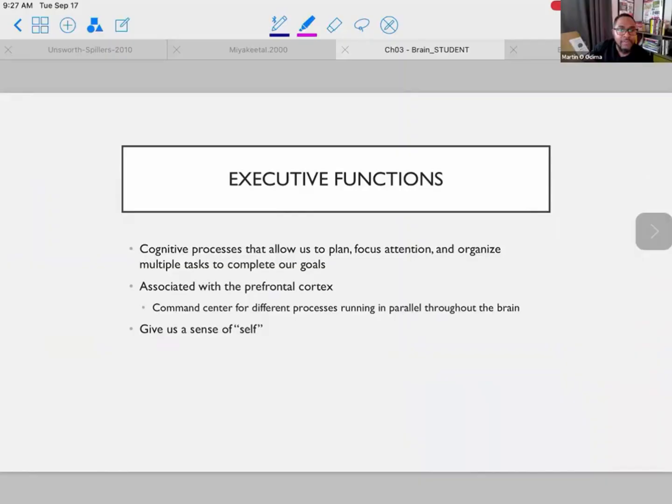There are parts of our brain that have to do with executive functions, and executive functions are cognitive processes that allow us to plan, focus our attention, and organize multiple tasks and complete goals. That is associated with the prefrontal cortex, and it's kind of like the command center for different processes running parallel throughout our brain, and kind of gives us our sense of self.